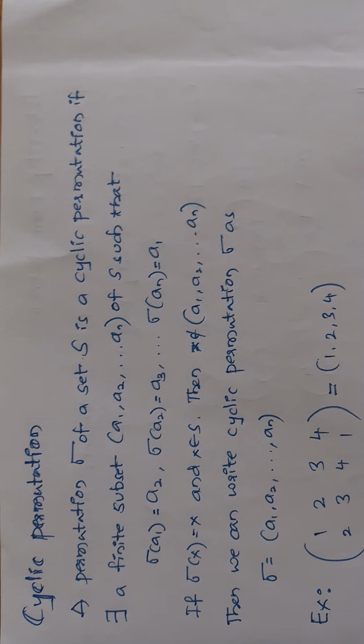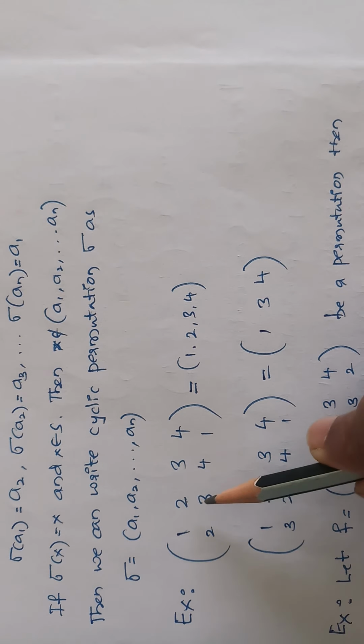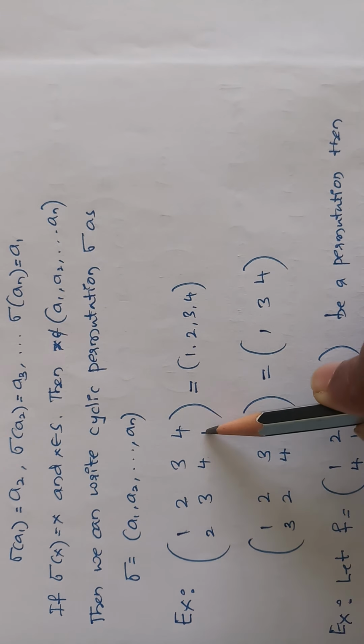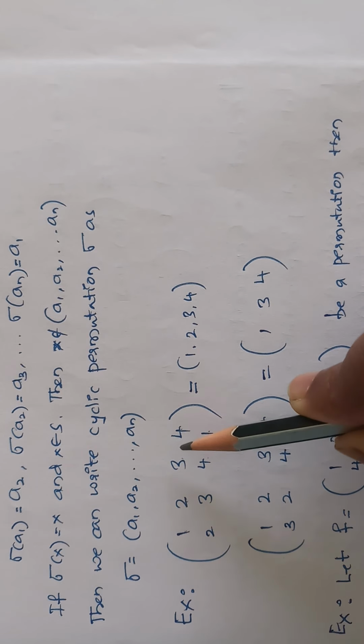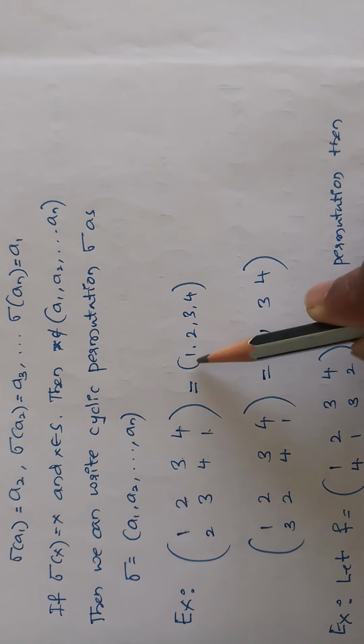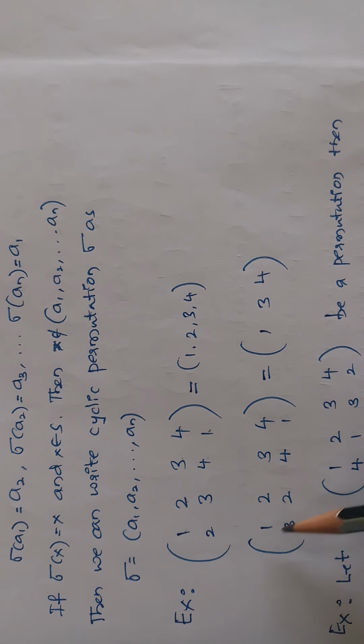So for this example, here 1 goes to 2, 2 goes to 3, 3 to 4, 4 to 1. So this can be written as (1 2 3 4). Now in another case, 1 goes to 3, 2 goes to 2. So we neglect this: if the same element is pairing with the same element, then we neglect that. 1 goes to 3, 3 goes to 4 and 4 goes to 1. So this is (1 3 4).